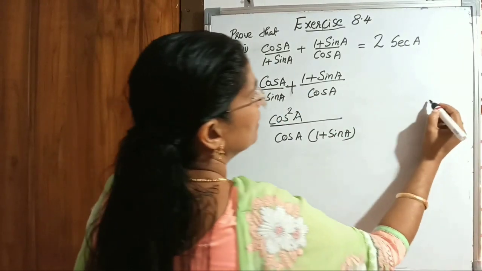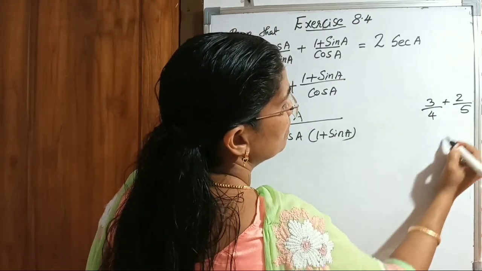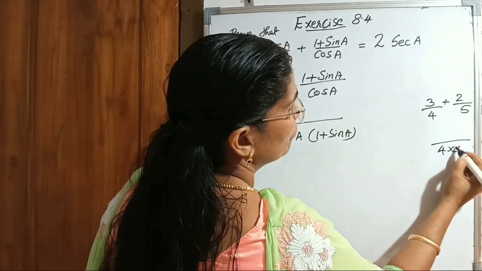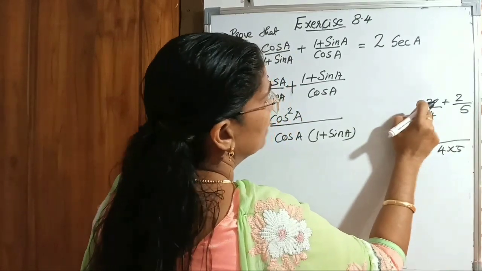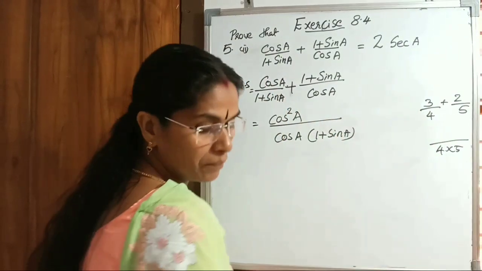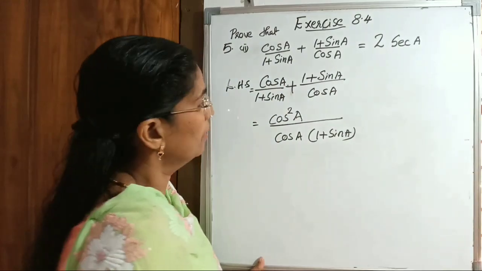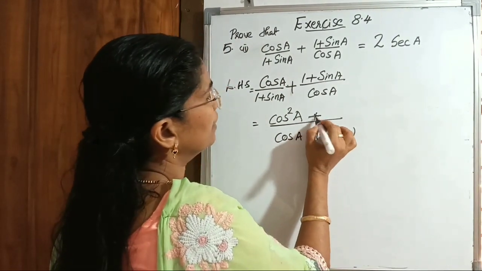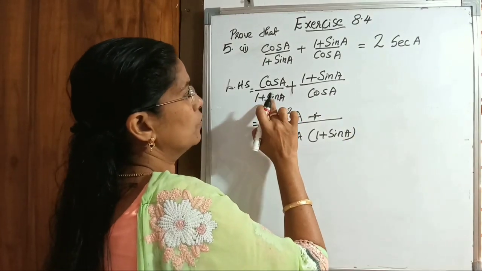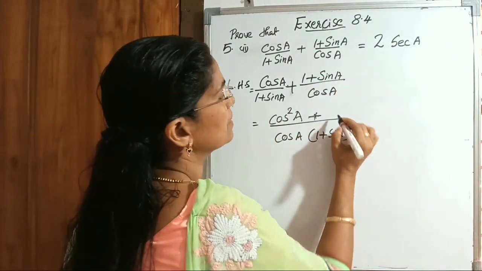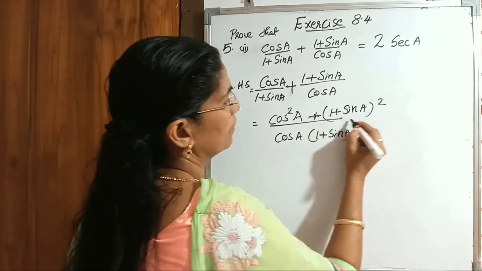See, 3 by 4 plus 2 by 5. So what is the LCM? Actually the LCM is 4 into 5. So 4 is the denominator there, so we are multiplying 5 with 3. Like this, cos with the cos. We multiplied. That is cos square a plus, here already the denominator cos a is there, but not the 1 plus sin a. So 1 plus sin a we have to multiply with the 1 plus sin a. It will become 1 plus sin a whole square.